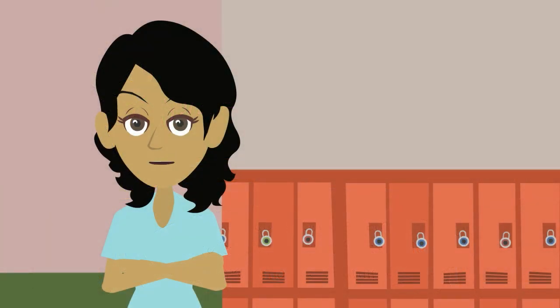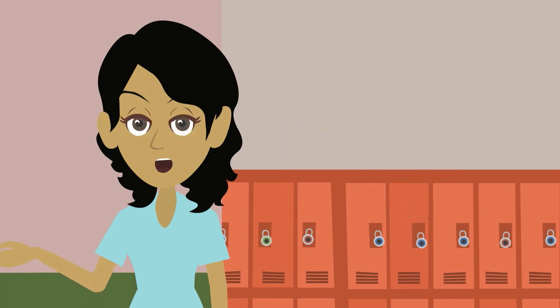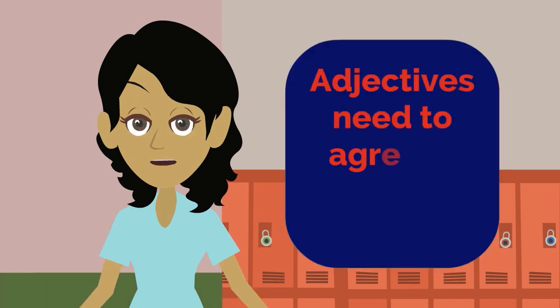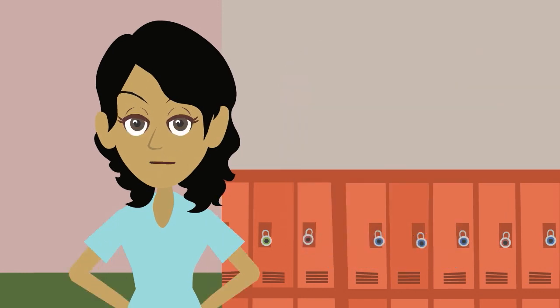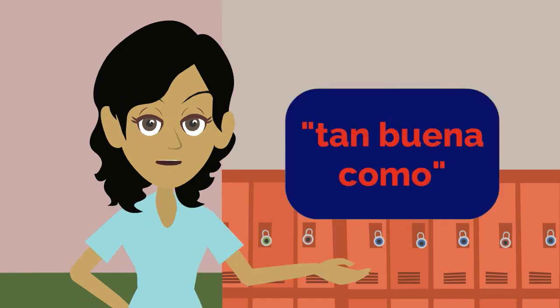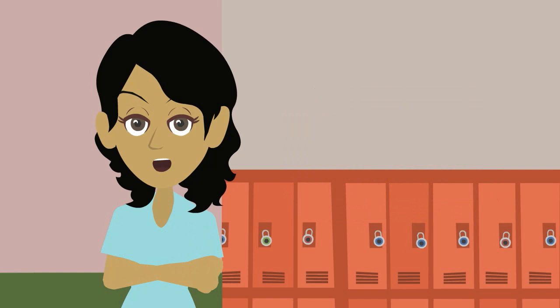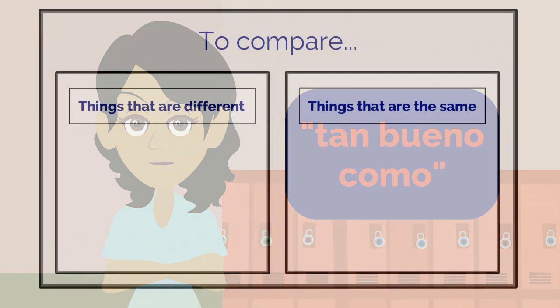Apparently, Victoria thinks that her math teacher is as good as Oscar's math teacher. She uses the expression tan buena como. Remember that in Spanish, adjectives need to agree in number and gender. So in this case, Señora Herrera, female, is being compared to Señor Ramírez. We need to keep the adjective feminine, tan buena como. If we were comparing Señor Ramírez to Señora Herrera, we would have to put the adjective in its masculine form. El señor Ramírez es tan bueno como la señora Herrera.